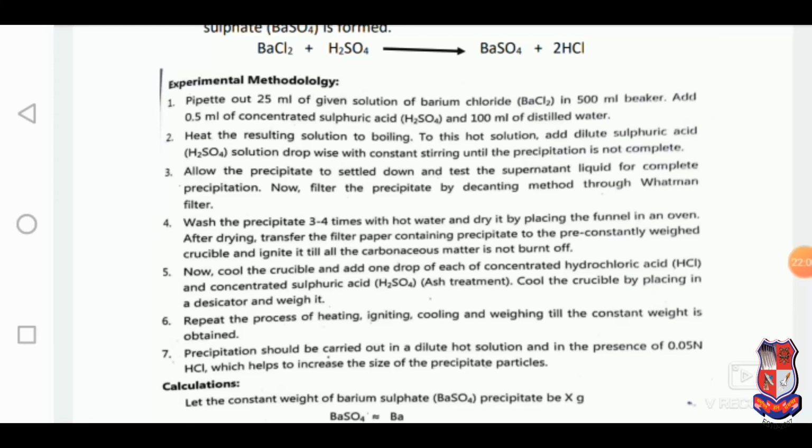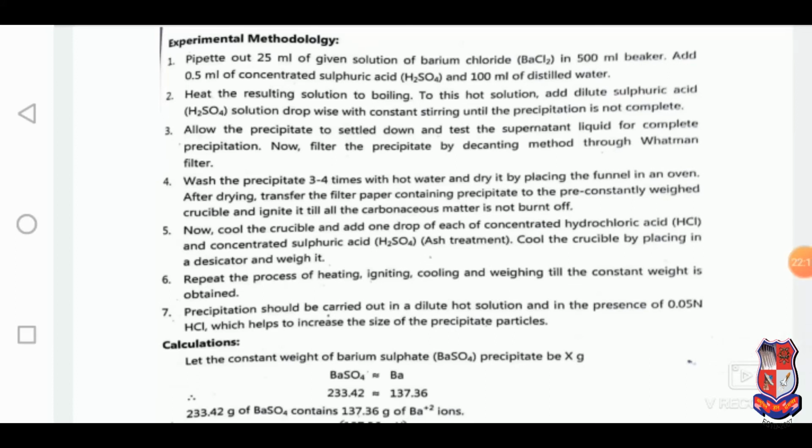After all that has happened, we will get the supernatant liquid and the precipitate at the bottom of the beaker. After that we have to perform the operation of filtration, and then we can weigh the compound. Before the weighing, the washing is very essential, and that is repeated 3 to 4 times so that we will get the pure precipitate.